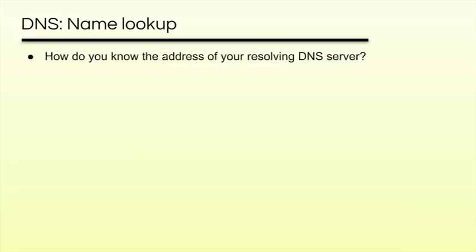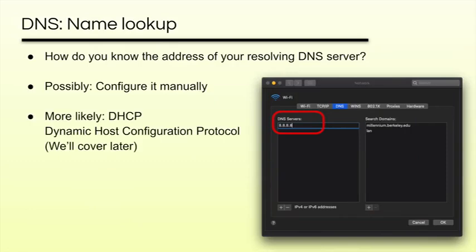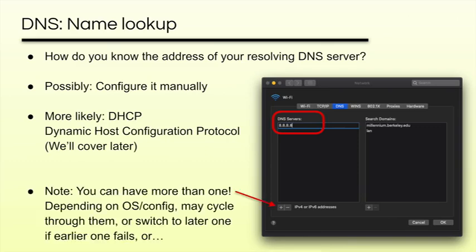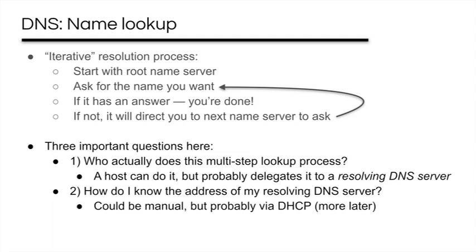One possibility is that you do it manually. A more likely possibility is that you use DHCP, or the Dynamic Host Configuration Protocol, which we're going to talk about in a future lecture. But I do want to point out that you can have more than one name server. Depending on the OS and the configuration, it may cycle through them all, or it may switch to a later one if an earlier one fails, or something like that. Okay, so this could be manual, but it's probably through DHCP.